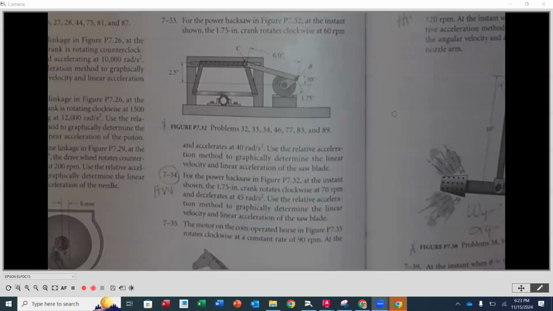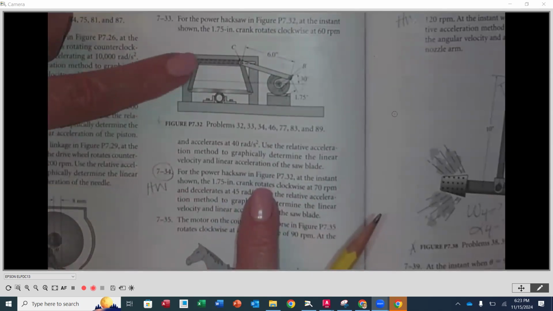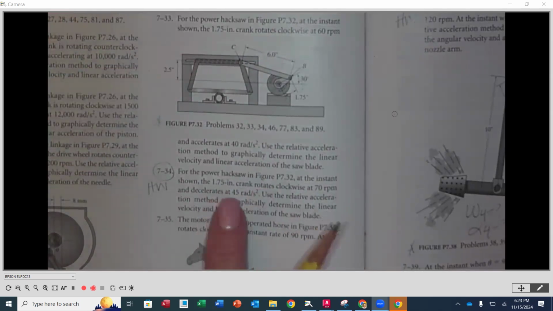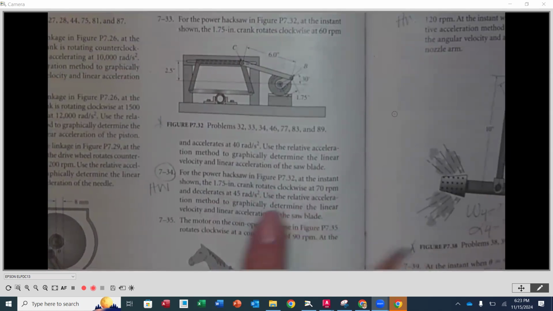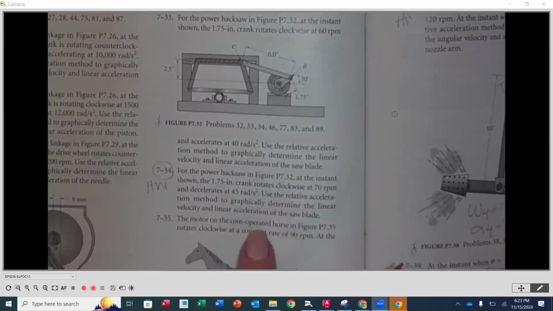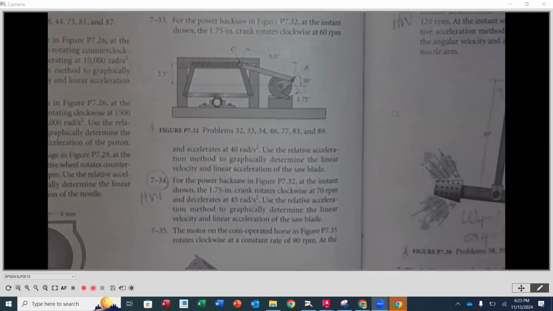Okay, so we're going to look at problem 734. And it says for the power hacksaw, which is up here at this instant in time, the 1 3/4 inch crank rotates clockwise at 70 RPM and decelerates at 45 radians per second squared. Use the relative acceleration method to graphically determine the linear velocity of the saw blade as well as the linear acceleration. So let's look at what we know.